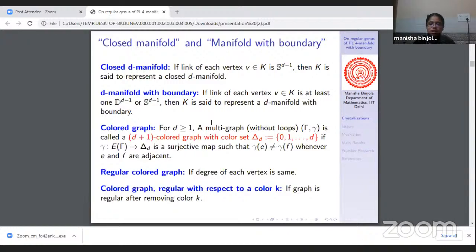So a graph is a collection of vertices and edges. Now a colored graph is one where we color the edges of the graph. A graph with no loops is called a colored graph with these colors. Colors are denoted by 0, 1 to d. If any two adjacent edges have different colors, then it is called a colored graph. Now, if the degree of each vertex is the same, we call it regular. And if we remove a fixed color, say k, from the graph, and we get a regular colored graph, then we say that the graph is regular with respect to that fixed color k.